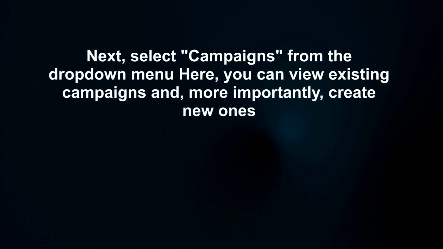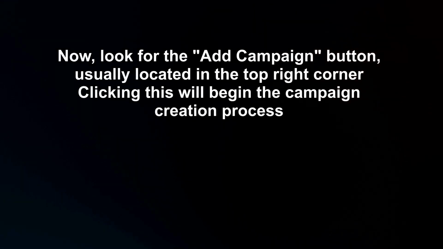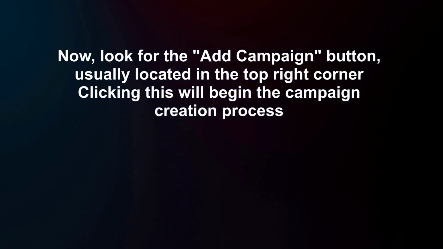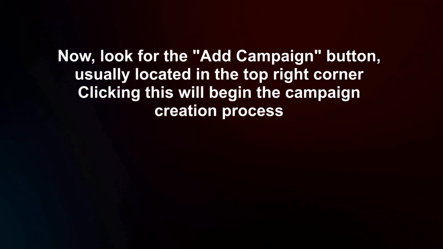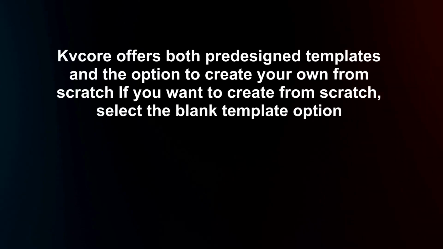You can view existing campaigns and, more importantly, create new ones. Now, look for the Add Campaign button, usually located in the top right corner. Clicking this will begin the campaign creation process. Kvcore offers both pre-designed templates and the option to create your own from scratch.